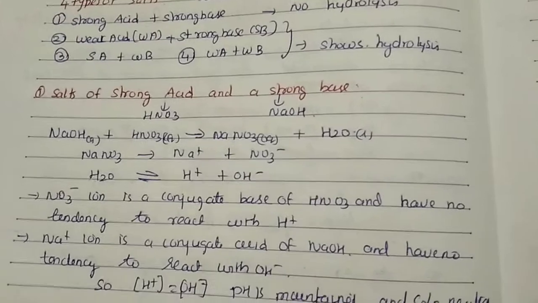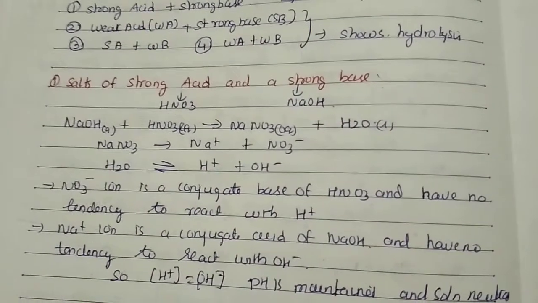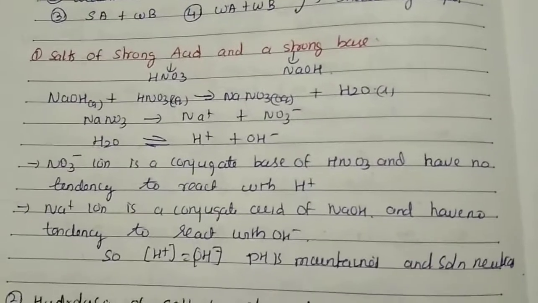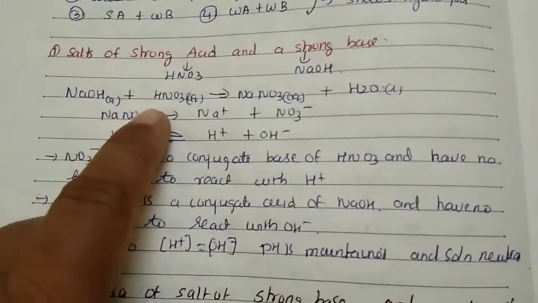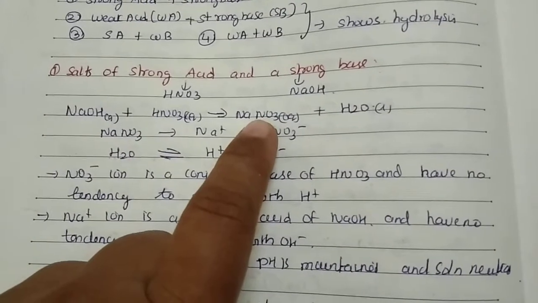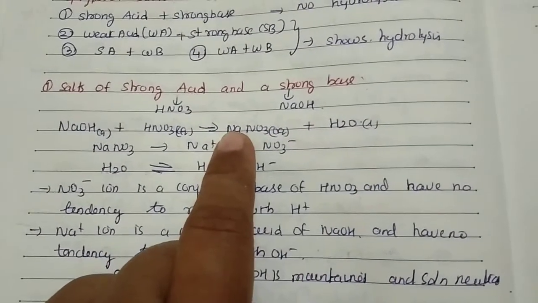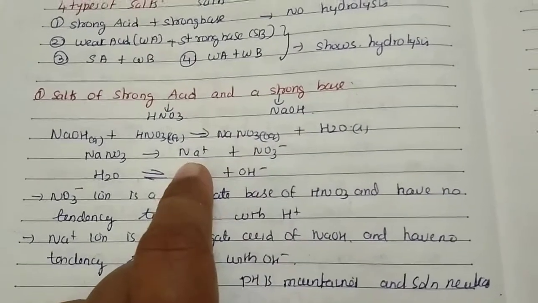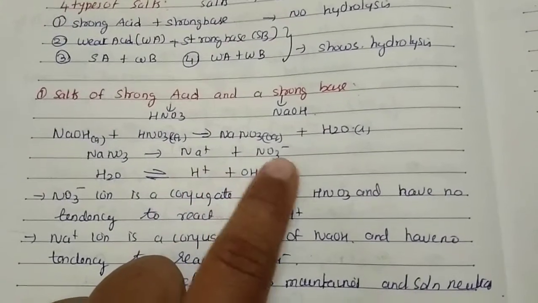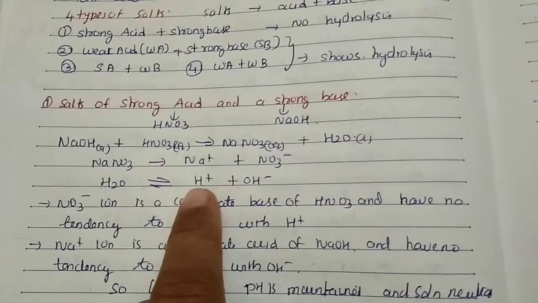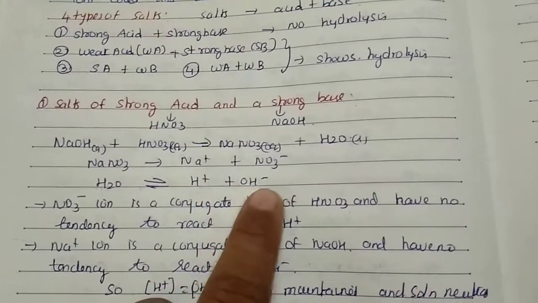salts of strong acid and strong base. HNO3 is a strong acid, NaOH is a strong base. So NaOH reacts with HNO3, and we get NaNO3 and H2O. On dissociation of NaNO3, we get Na plus and NO3 minus ions. On dissociation of H2O, we get H plus and OH minus ions.